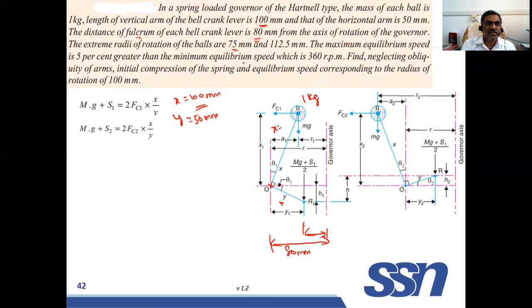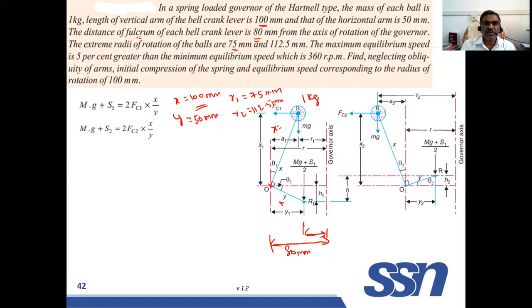So they are 75 millimeters and 112.5 millimeters. That is R1 and R2. R1 is equal to 75 millimeters. R2 is equal to 112.5 millimeters.